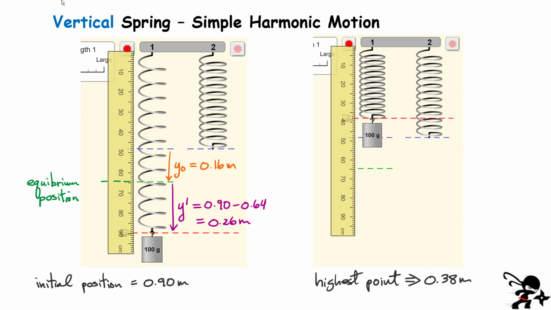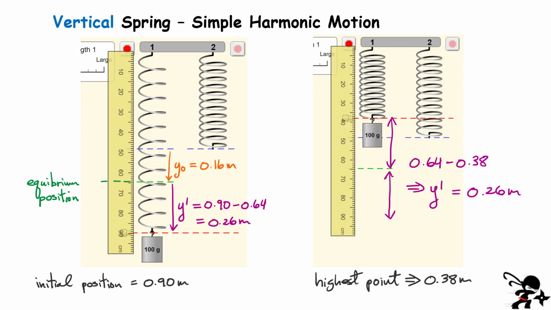Okay, and now I took a snapshot when the mass was kind of at its highest point. Okay, when it's at its highest point here, this was at 38 centimeters, right? 0.38 meters. However, if you have a look at now, look at this distance right here. This distance between the equilibrium position and the highest point. All right, if I do that, 0.64 minus the highest point, 0.38, guess what I get? I am going to get my y prime value again of 0.26 meters, right? 26 centimeters.